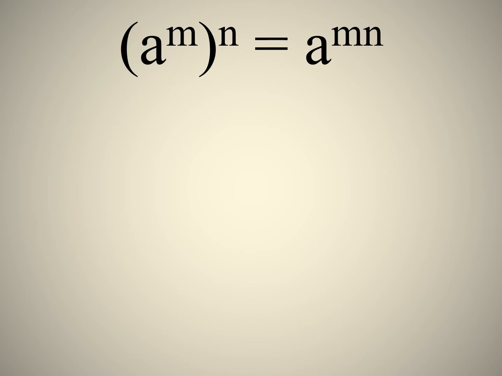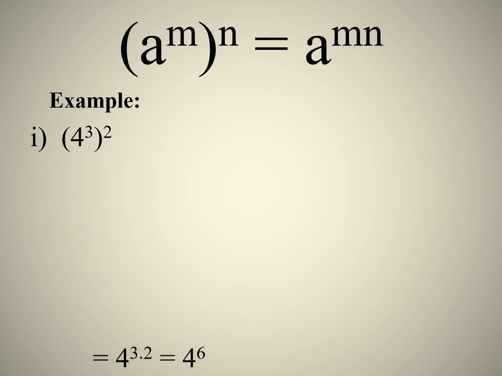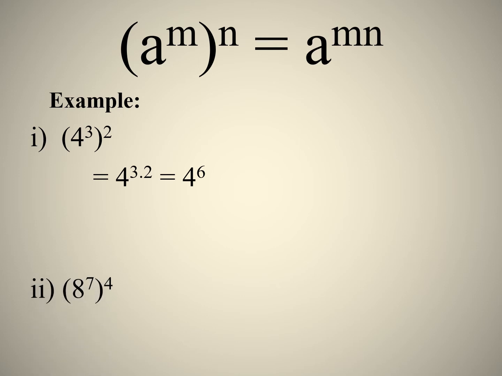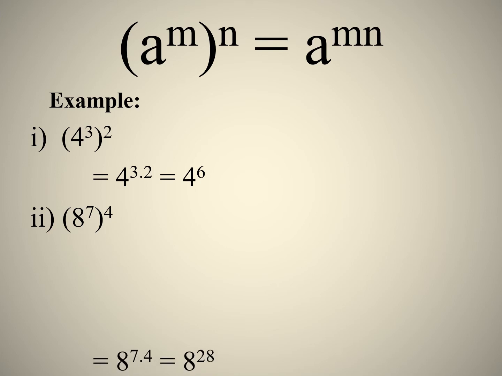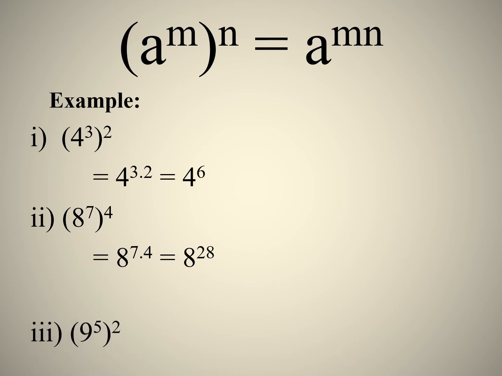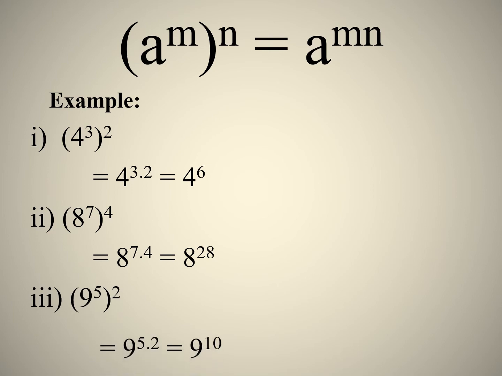The next law is a raised to m the whole raised to n is equal to a raised to m into n. Let us see few examples. 4 raised to 3 the whole raised to 2 is equal to 4 raised to 3 into 2 equal to 4 raised to 6. 8 raised to 7 the whole raised to 4 is equal to 8 raised to 7 into 4 equal to 8 raised to 28. 9 raised to 5 the whole square equal to 9 raised to 5 into 2 equal to 9 raised to 10.